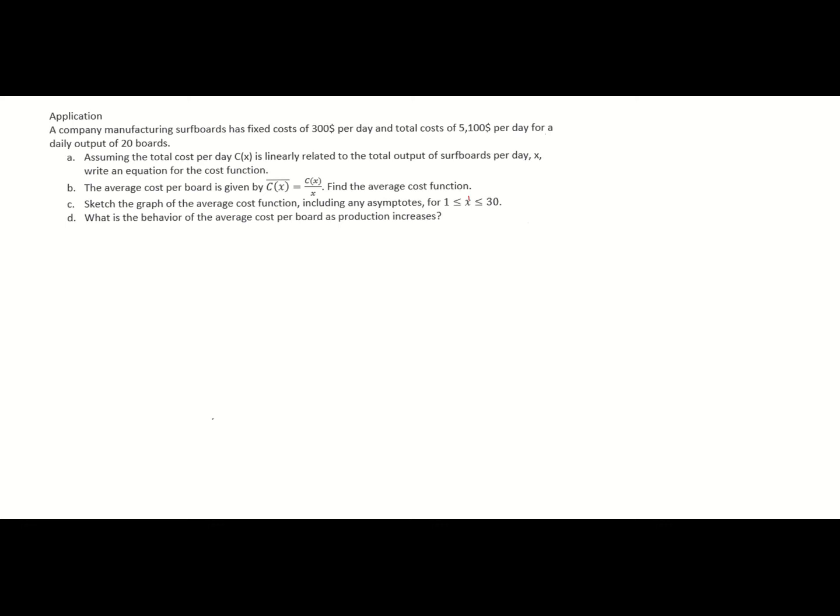So we have part A. Let's remember that linearly means that you have y is equal to mx plus b. Now, you have a fixed cost of $300 per day. So that's the part that's fixed. That's your b. It's never going to change no matter how many boards you have. Even if you didn't manufacture any boards, you would still have a fixed cost per day of 300. That could be part of the rent of where your warehouse is and so on. It doesn't matter how many you make. While the changing cost would be the material that you're using and so on. So far we have y is equal to mx plus 300.